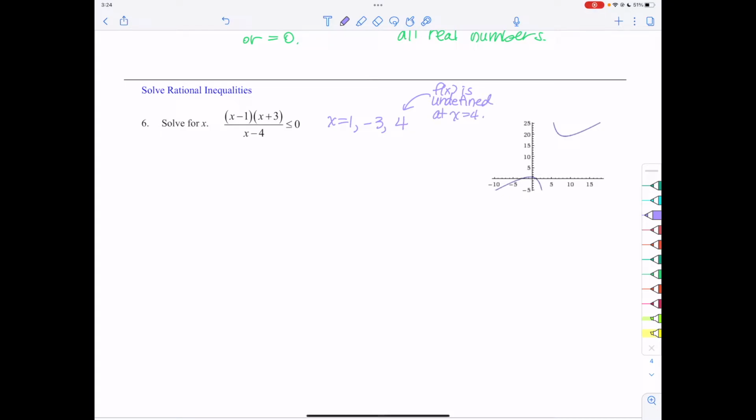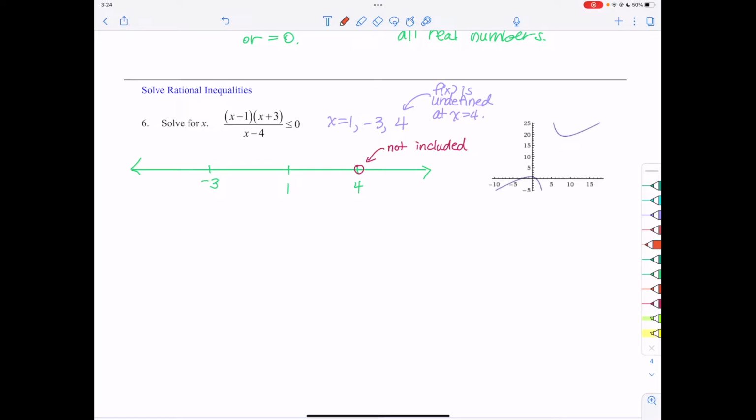At x equal to 4. Okay, so we do need those on our sign chart. And so we're going to have -3, 1, and 4. And again, we have to remember that 4 is not included in any solution set since the function is not defined there, okay?